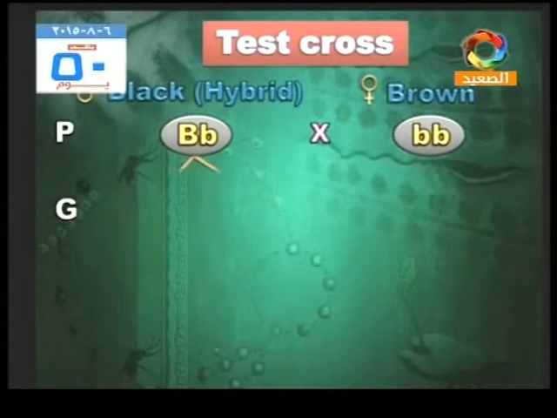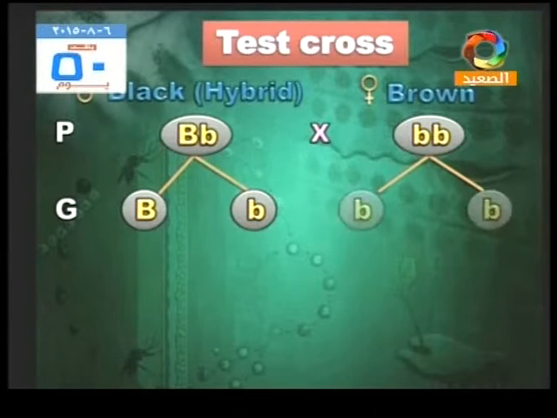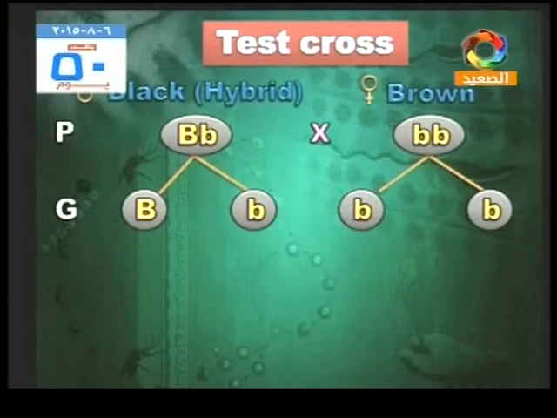The male produces two gametes, which are B capital and B small, and each one of them is written inside a circle, and beside them you are going to write G, that means the gamete. Then for the female, you are going to write the B small inside circles also, which represent the two gametes of the female.